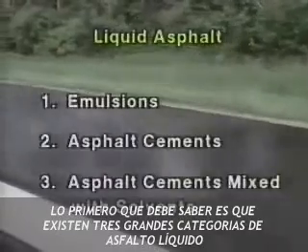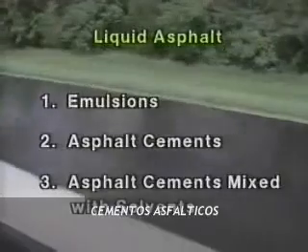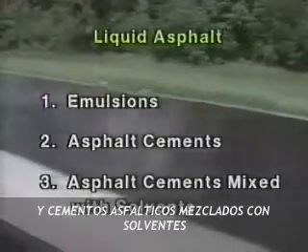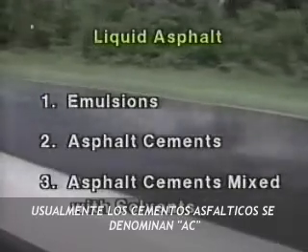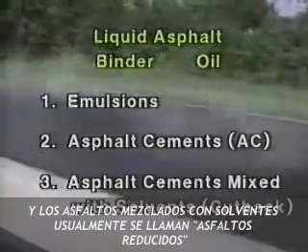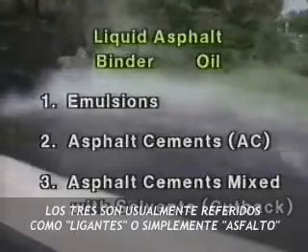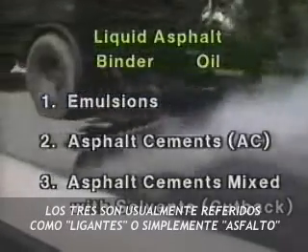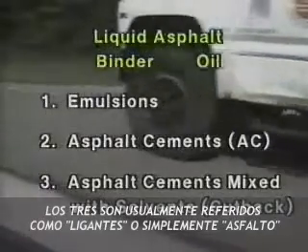The first thing you should know is that there are 3 broad categories of liquid asphalt: emulsions, asphalt cements, and asphalt cements mixed with solvents. Asphalt cements are commonly referred to as ACs, and asphalt cements mixed with solvents are called cutbacks. But all 3 are typically referred to as binder, or simply oil.